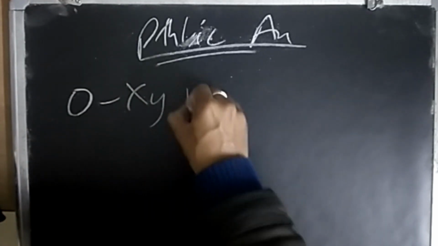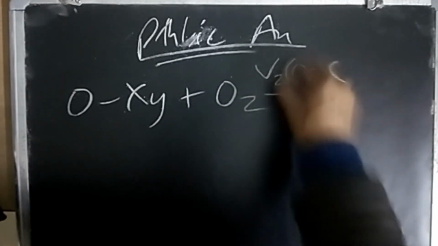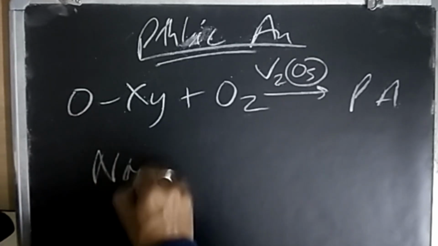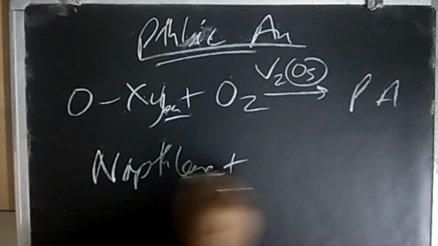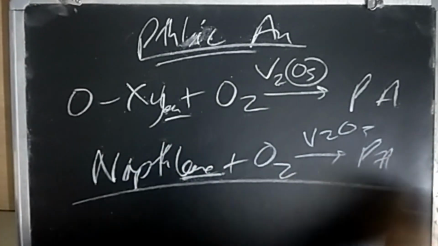Lastly, let's look at phthalic anhydride. For phthalic anhydride, you take O-xylene, add oxygen, and oxygen is added, so V2O5, O5 here, oxygen also added, so phthalic anhydride. Or you can take naphthalene, and oxidize, and again V2O5. Same way for maleic anhydride.